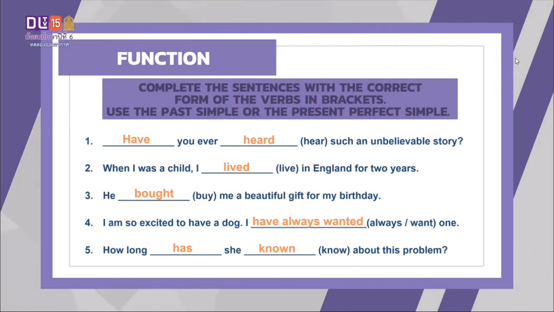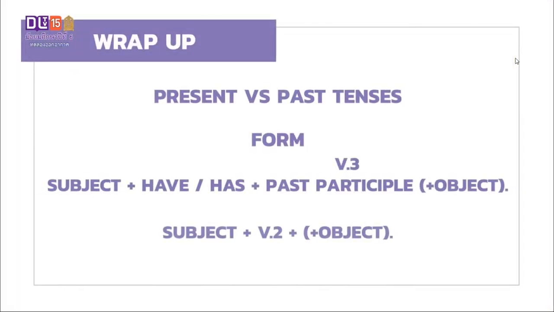Wow, excellent. Okay, it's time to wrap up what we learned today. Present perfect and past simple, okay? Form: subject plus have/has plus past participle. This is the form of present perfect tense, right? Subject plus verb 2. This is the form of past simple tense, right?